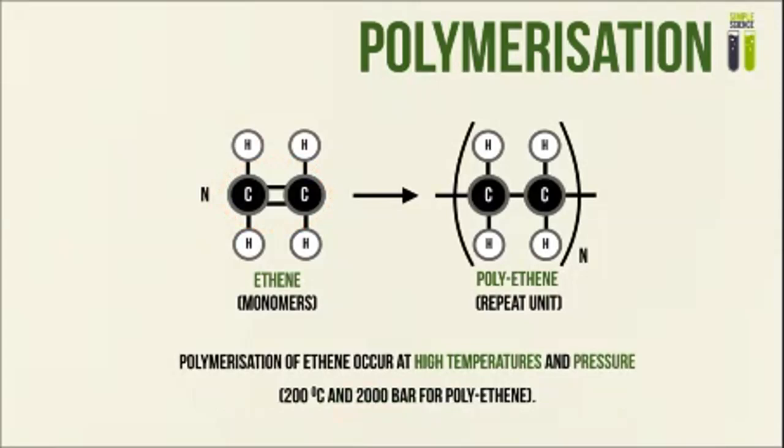Oh, and you must memorize the reaction conditions for polymerization. Typically, polymerization will take place at a high temperature and pressure, at 200 degrees Celsius and 2000 bar for polyethylene. So that's just one of the conditions. But you just have to expose your alkene to very high temperature and very, very high pressure for the ethene monomers to break their carbon double bonds and join together to form repeating units as a representation of a very, very long polymer.